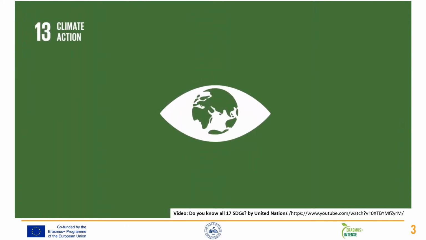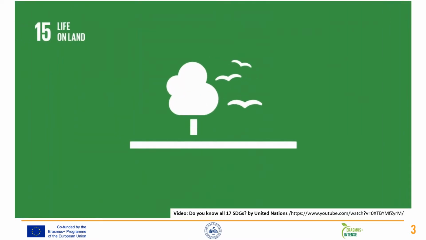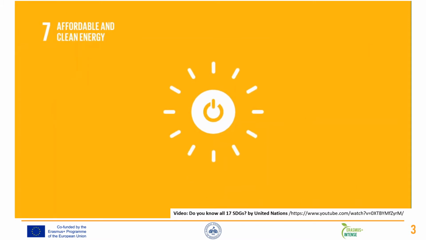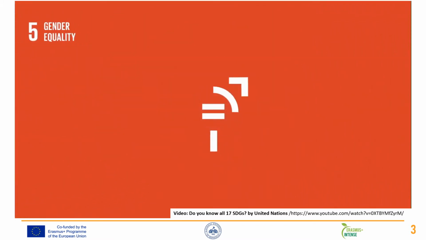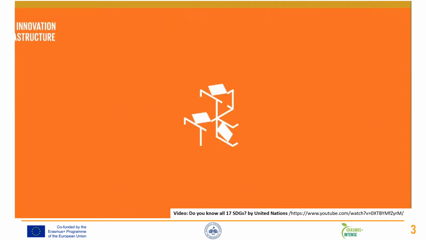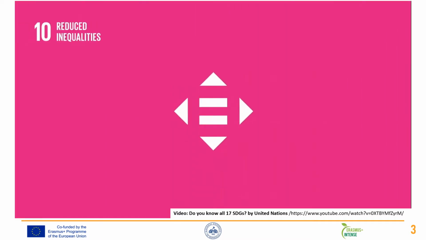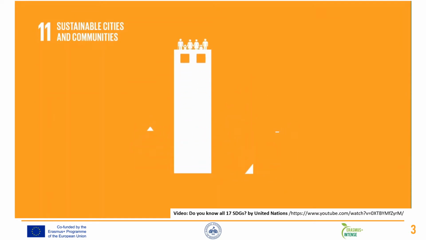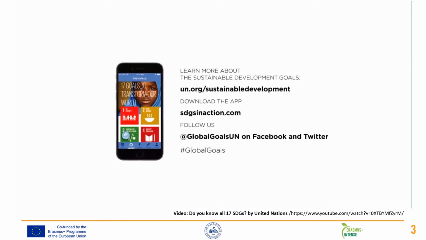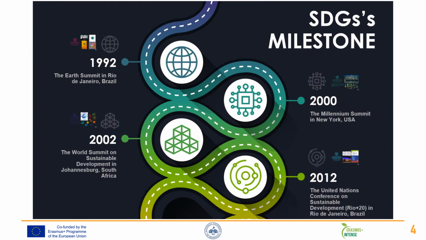They recognize that ending poverty and other deprivations must go hand in hand with strategies that improve health and education, reduce inequality, and spur economic growth, all while tackling climate change and working to preserve our oceans and forests. Now, let's see how SDGs were developed with initial events.